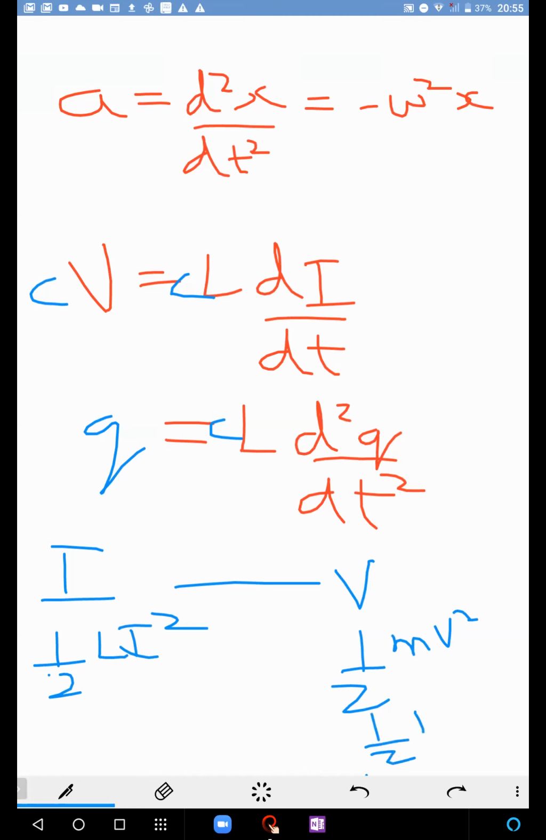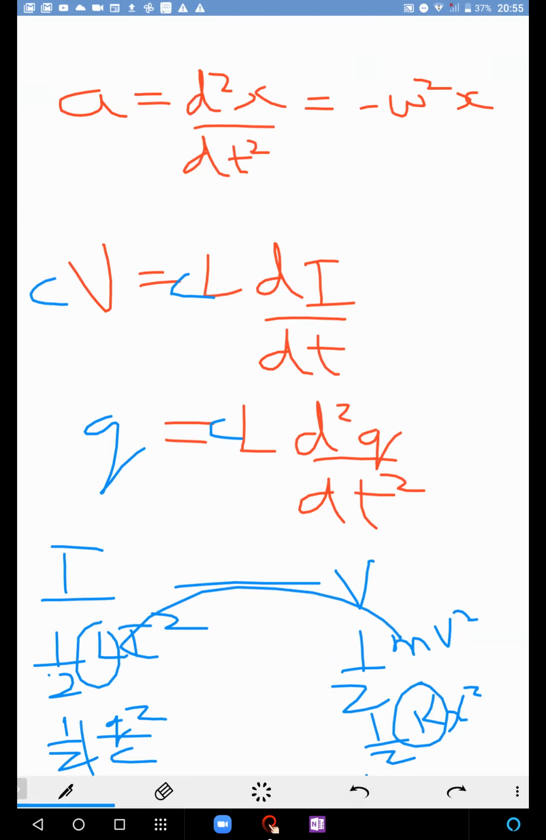Half kx square spring का energy is like half Q square by C, capacitor का energy. The way these two keep changing into one another, similarly these two keep changing into one another. There is that harmony going on. L is like mass and 1 by C is like K. Okay, so that's why you have that parallelism.